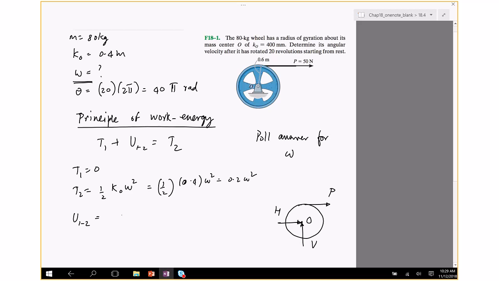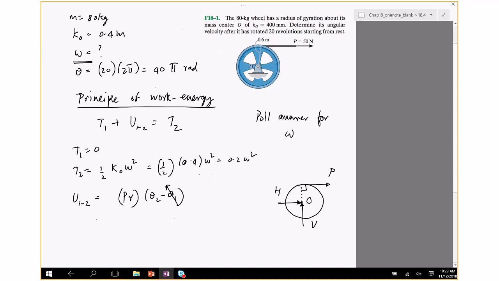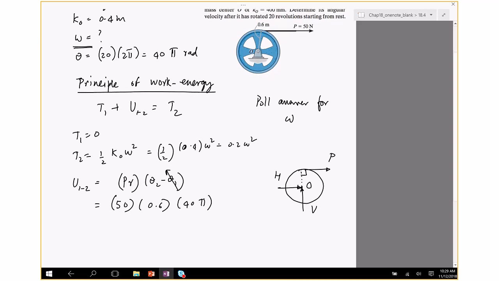So the work done by P is, in this case, P is going to induce a moment about point O. So P times R is the moment, and since it's always at 90 degrees, it is P times R times the displacement, so theta 2 minus theta 1. The initial displacement we're going to assume is 0. So P is 50, R is 0.6, theta 2 is 40 times pi, and so we can sub this all in.